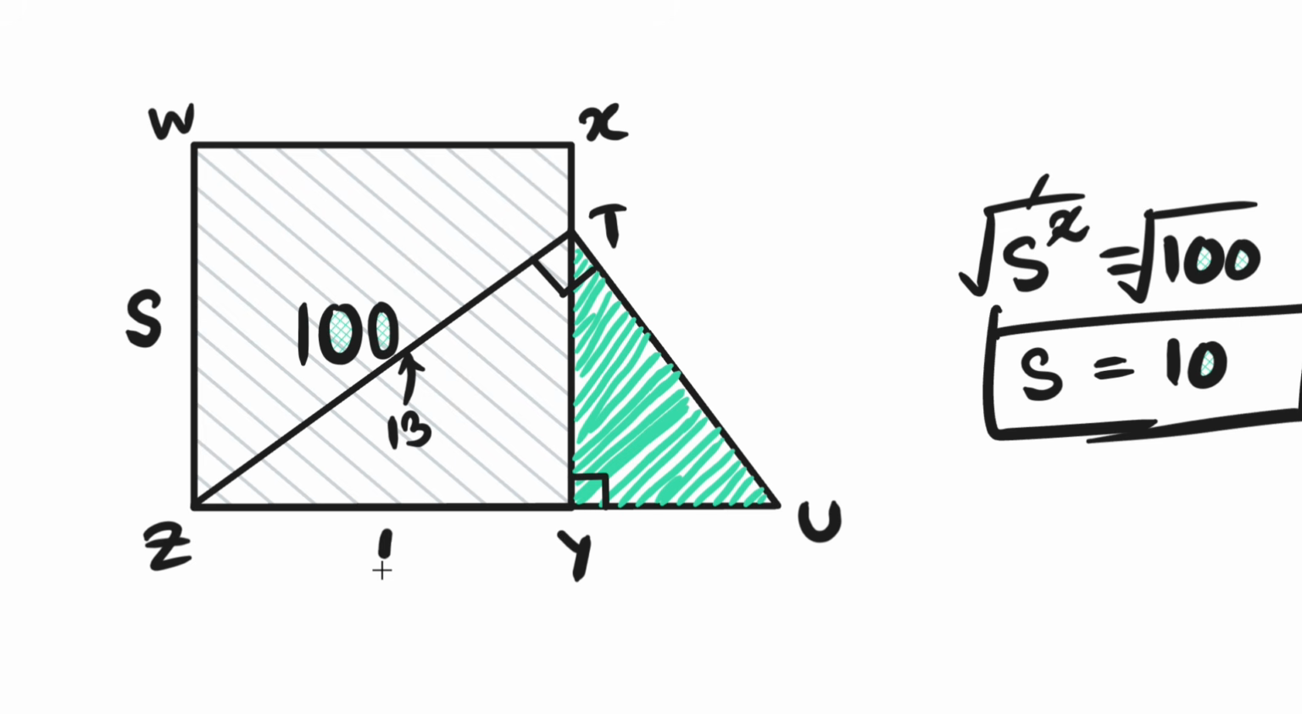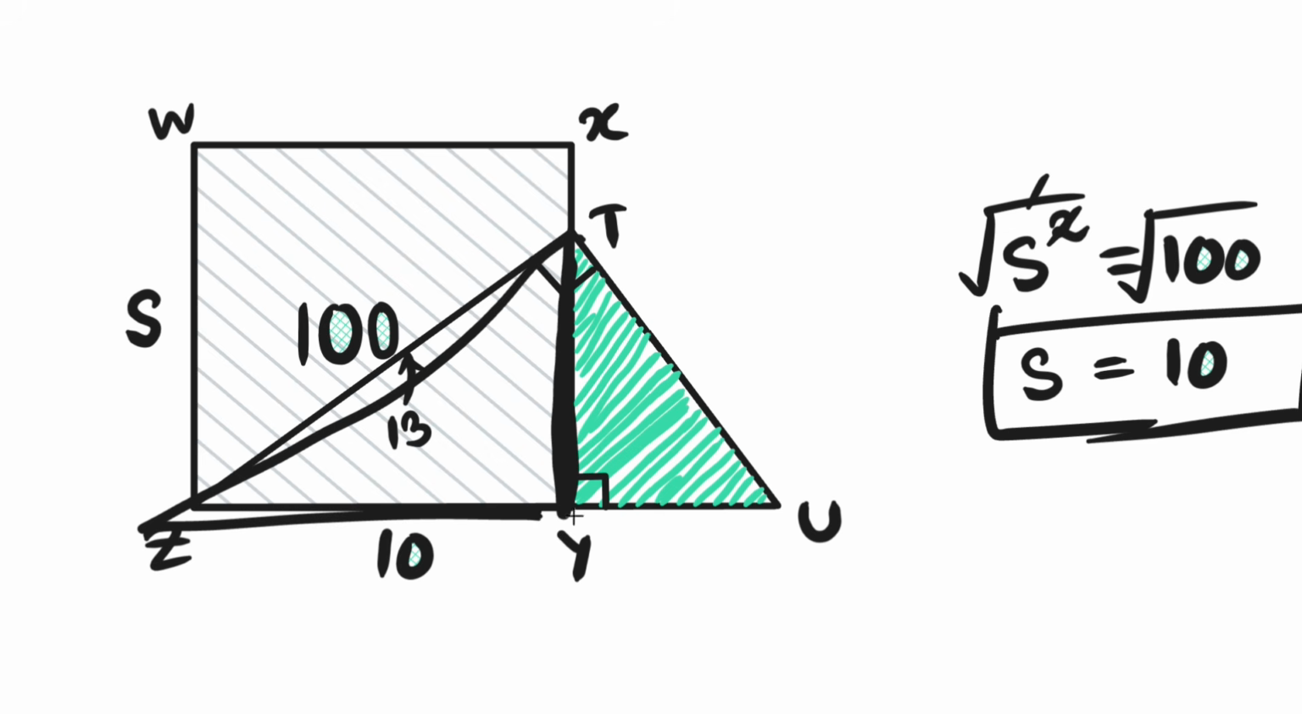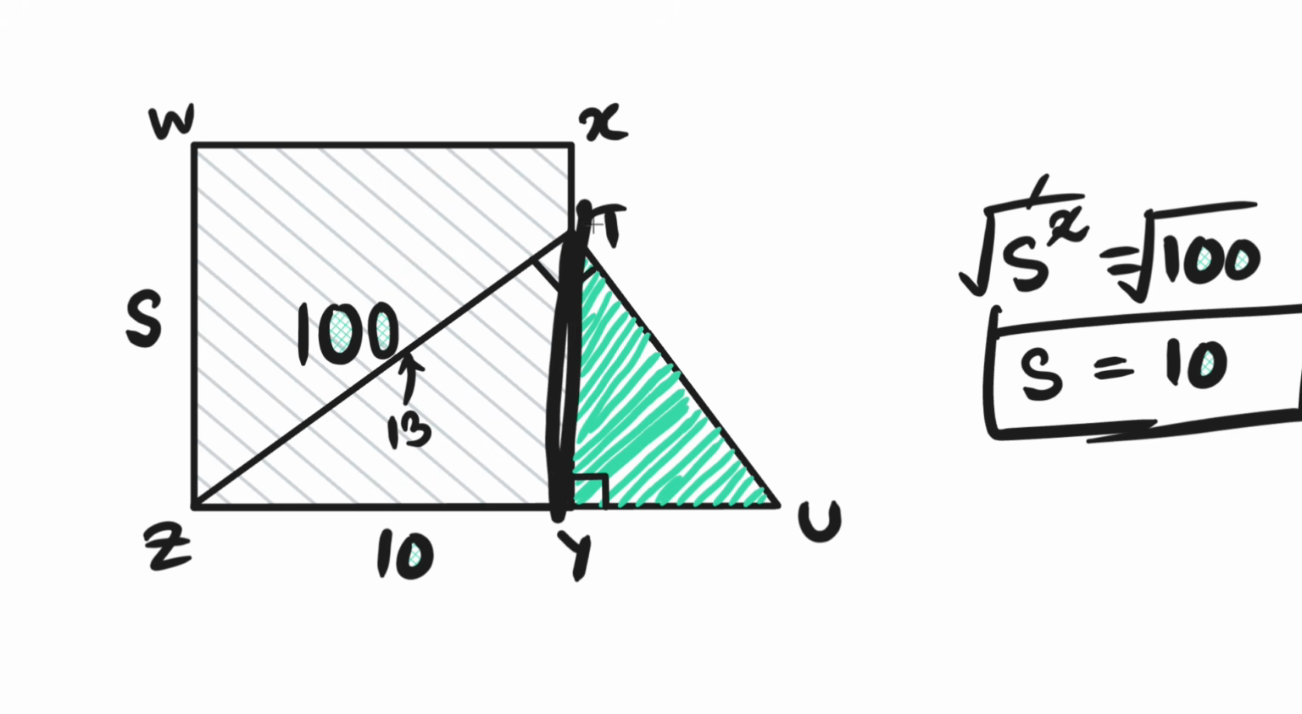Let's pause here and notice why this information is useful. We eventually want the area of triangle YTU, and the area of a triangle requires a base and a corresponding height. We can already see that segment YT can serve as the height of triangle YTU, so our next job is to find the length of YT. To do that, let's focus on the smaller right triangle ZTY.